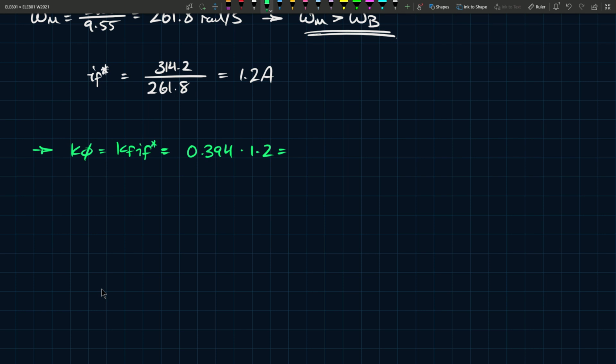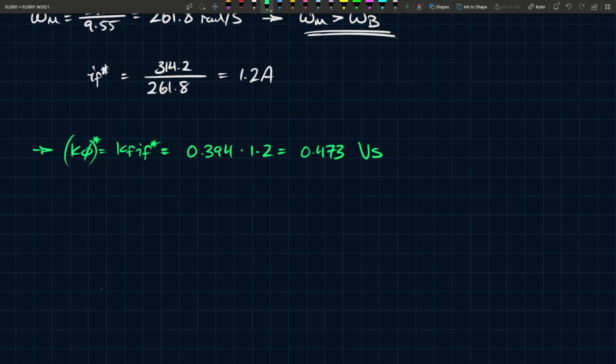So I guess this should technically be star. And so 1.2 times 0.394 gives you 0.473 volt seconds. That means this is the new reference for Kφ as well. And what that means is you've decreased the flux.